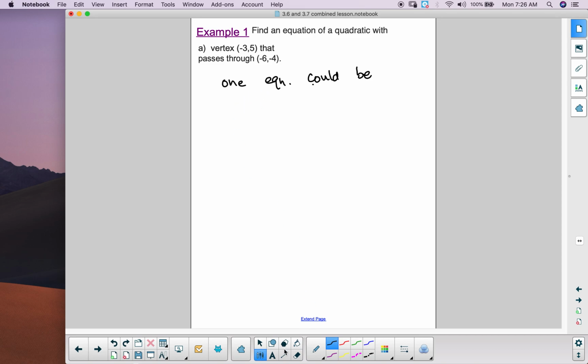So the equation could be, not one equation, the equation could be y equals, in the vertex form, a(x minus h) squared plus k. h and k are given here in the vertex, so y equals a(x minus -3), which is x plus 3, squared plus 5. Now, you need to find the value of a to come up with the entire equation.